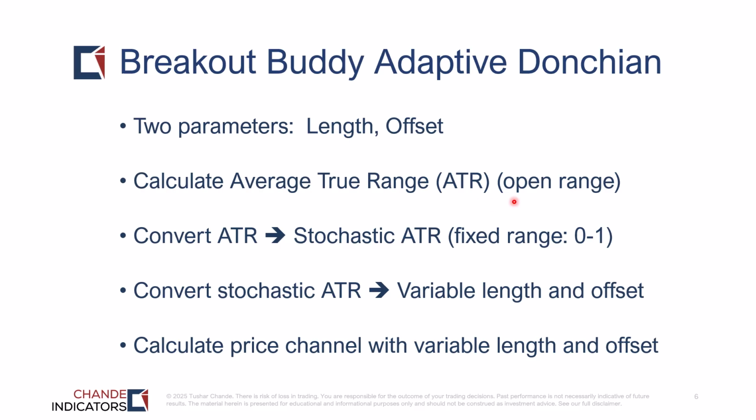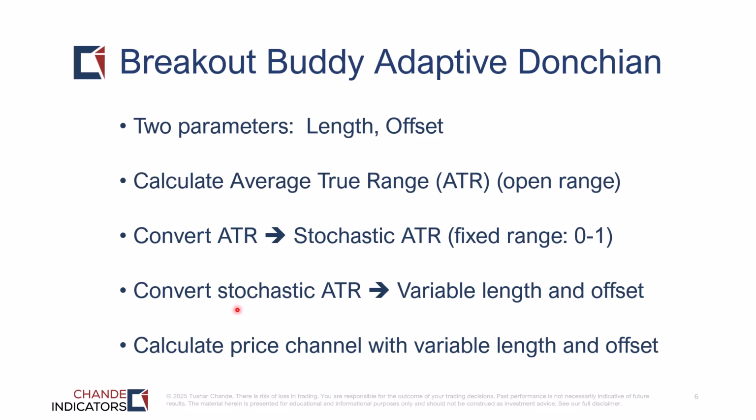The challenge here is that the ATR has an open range. That is, the upper bound is not fixed. It could be 10, it could be 20 or more depending on what the prices are doing. So we want to convert the average true range into a fixed scale by using the stochastic calculation, which is a range location oscillator. So as soon as we apply the stochastic logic to the ATR, we get a fixed range between 0 and 1. So now we can do something useful with it.